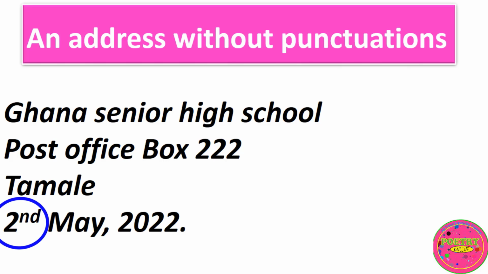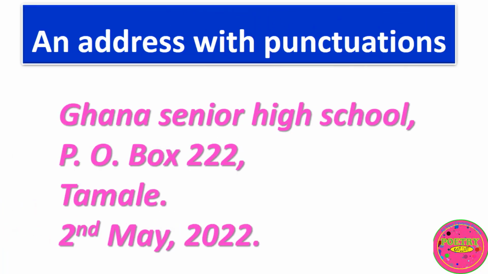And in writing the date, always make sure that, for instance, look at this one carefully. 2nd May. The ND is hanging on top. Do not do that in your writing. Make sure the ND is in line with the 2. If you write the ND to be hanging on top, that particular part will be circled and marks will be subtracted from your score. So here is an example of an address with punctuation marks.